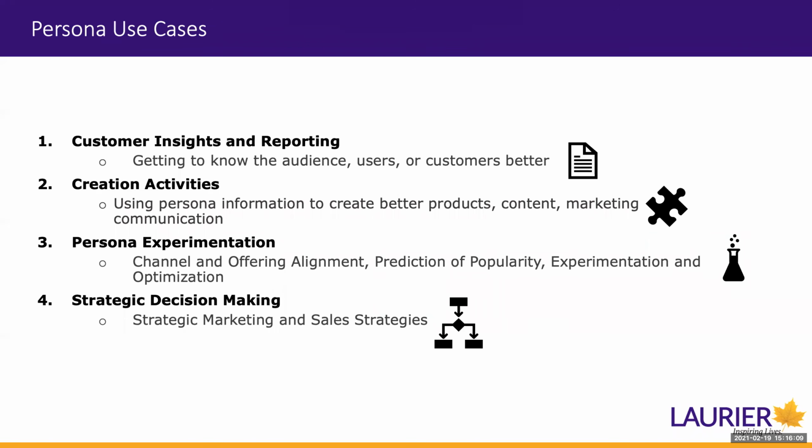Or perhaps you need to experiment using your personas. This could be to ensure that the channels and offerings align with your user needs, prediction of popularity for a product, or even experimentation and optimization of a current product. You can also use personas for strategic decision-making. So these could be areas such as strategic marketing and sales strategies.